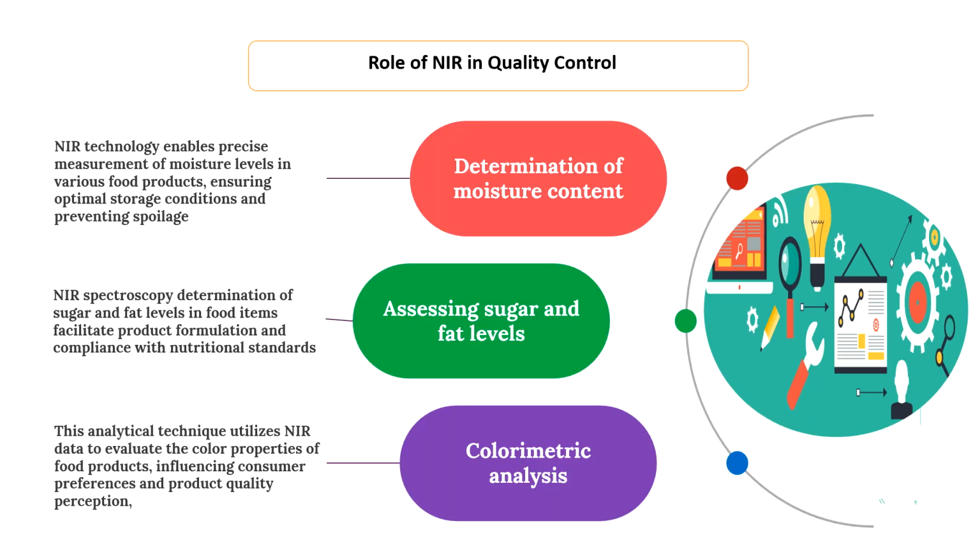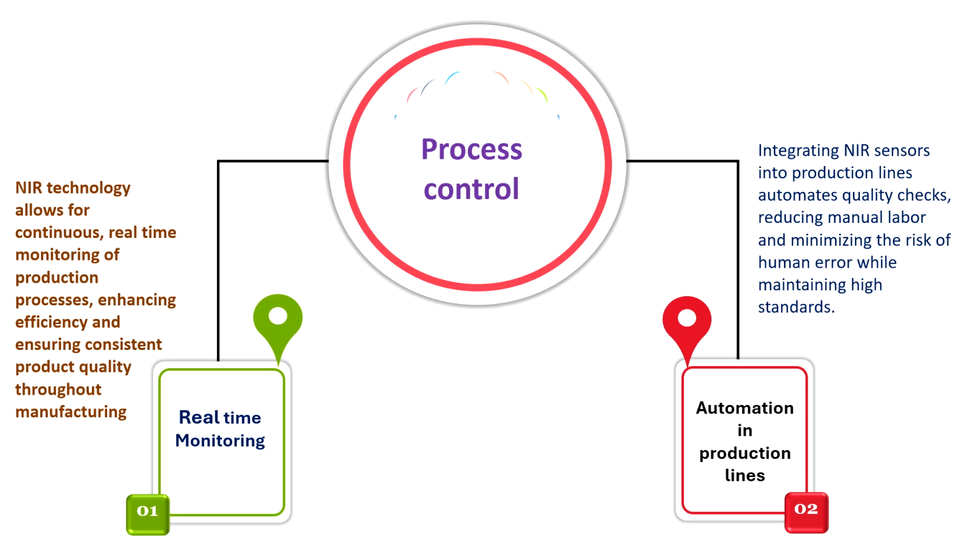NIR technology enables precise measurement of moisture levels in various food products, ensuring optimal storage conditions and preventing spoilage. With regard to assessing sugar and fat levels, NIR spectroscopy determines sugar and fat levels in food items, facilitating product formulation and compliance with nutritional standards. Colorimetric analysis. This analytical technique utilizes NIR data to evaluate the color properties of food products, influencing consumer preferences and product quality perception. Process control.